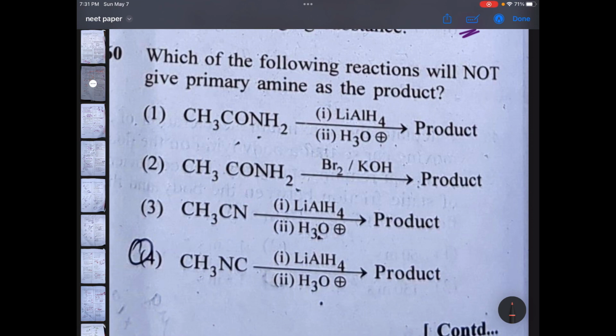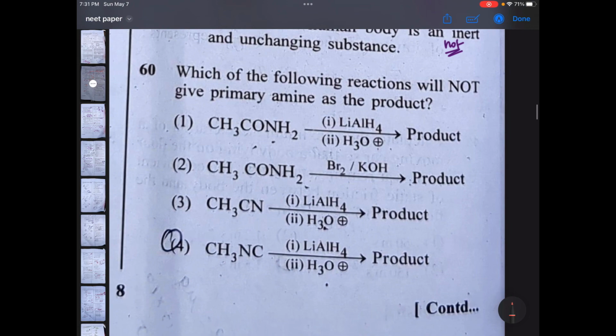And second one will be the bromine KOH, means Hofmann bromamide reaction. This CO will completely go. This will give you methanamine, that is also primary amine. Cyanides will be converted to CH3CH2NH2, a primary amine. CH3NC will be giving you CH3NHCH3, a secondary amine. So last option is your answer. Okay. CH3NC. Thank you so much.